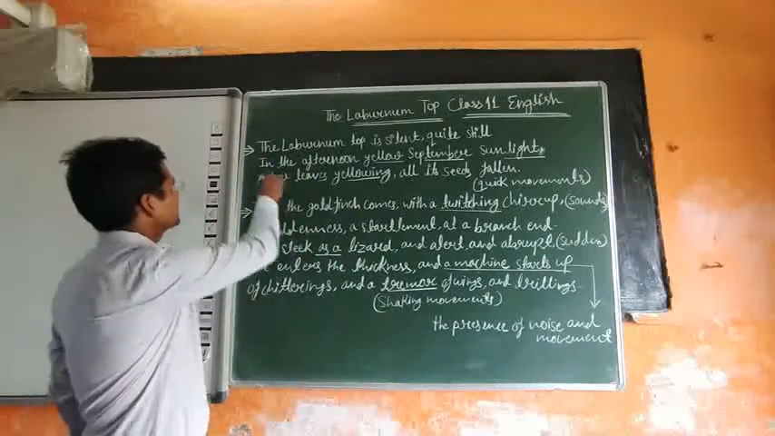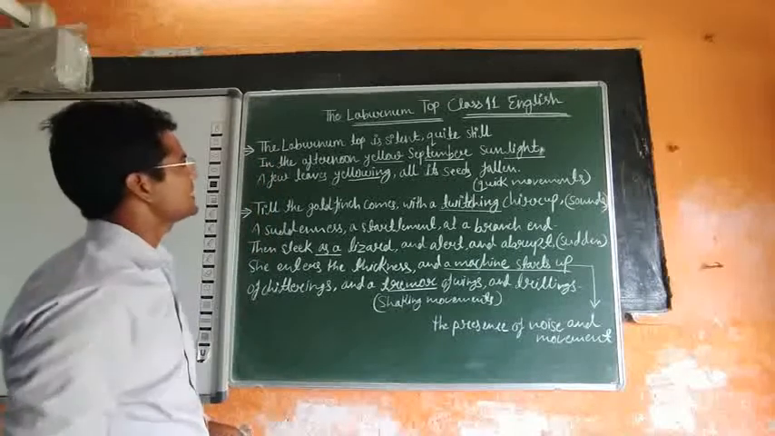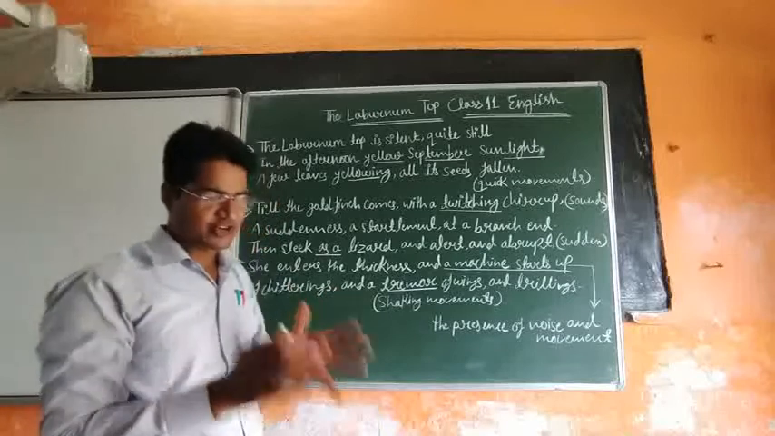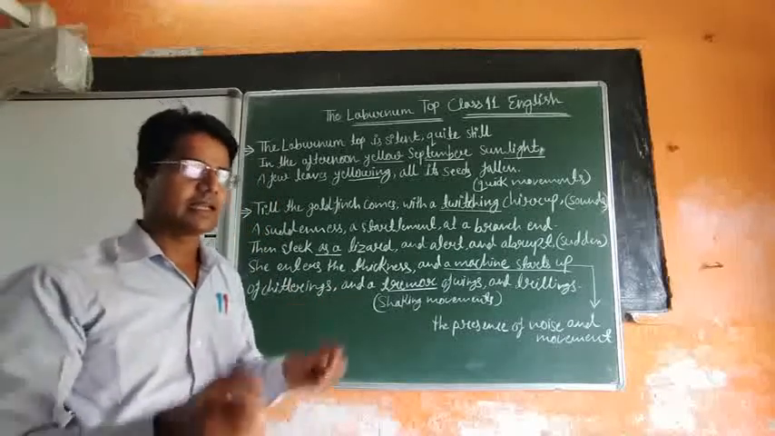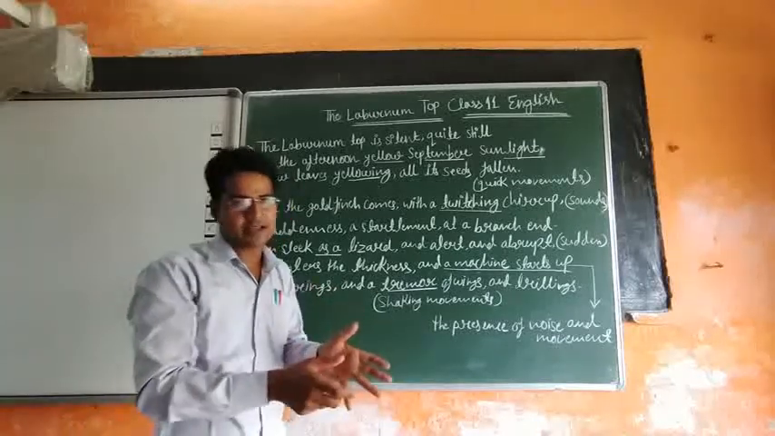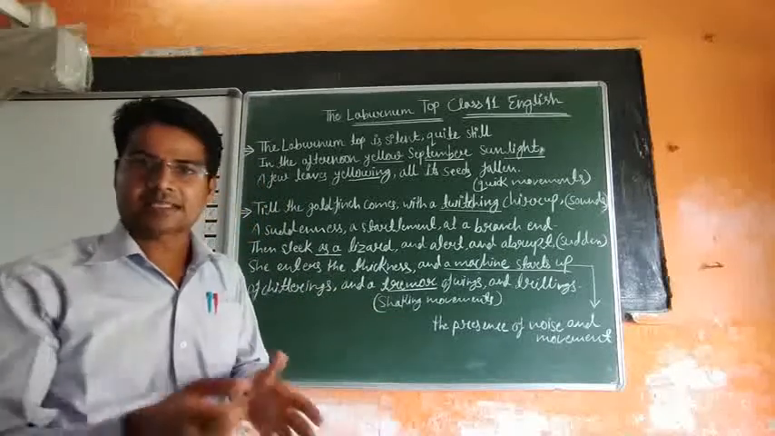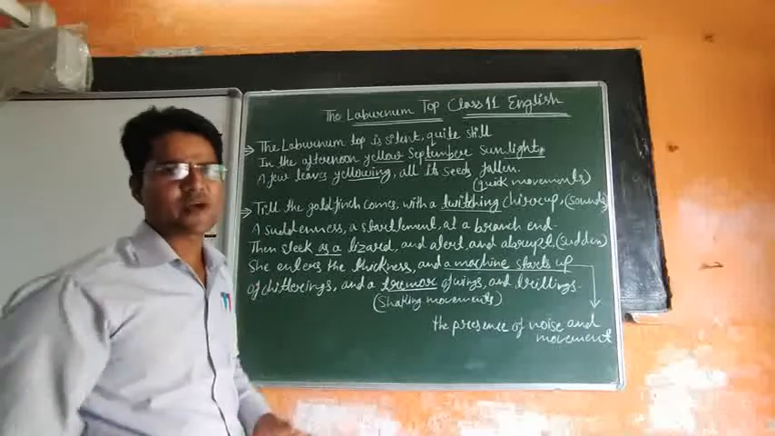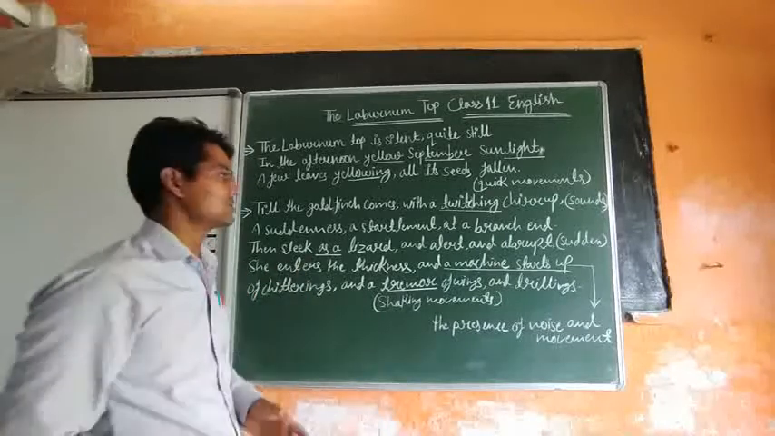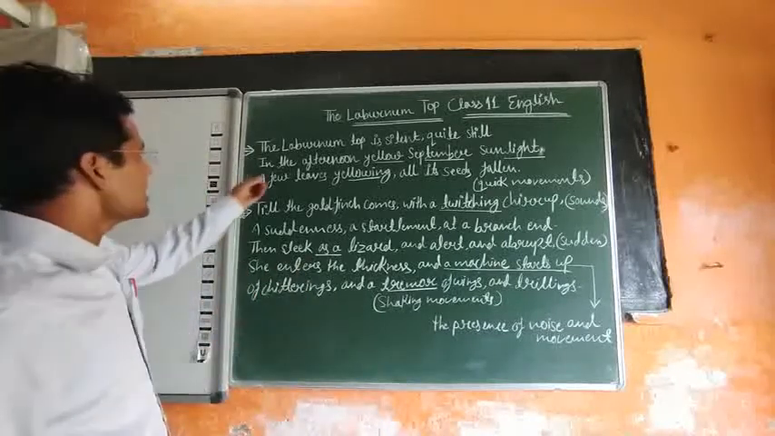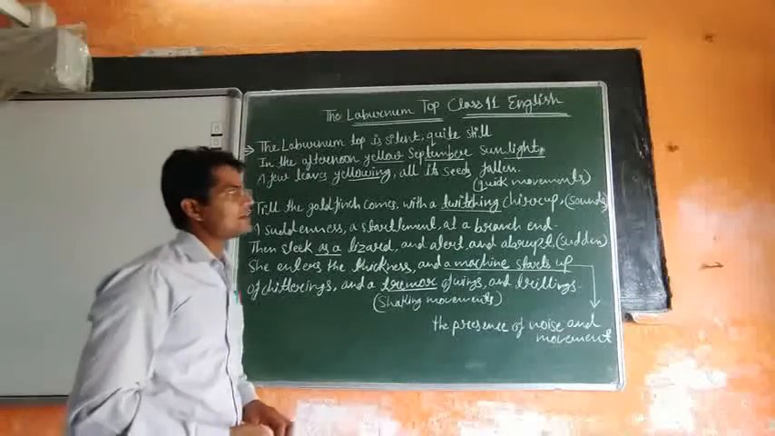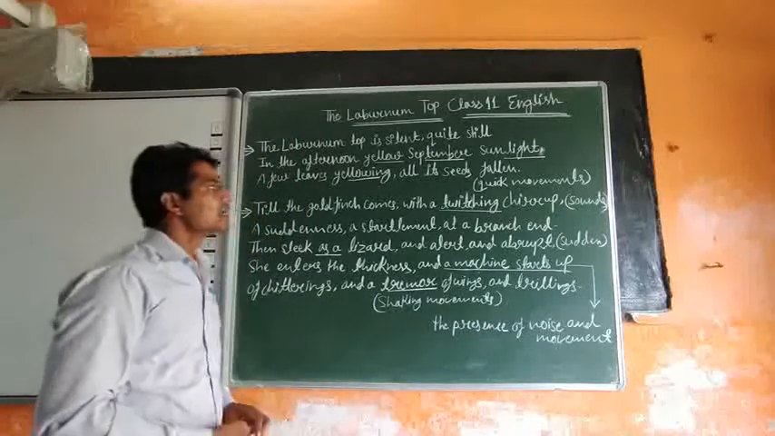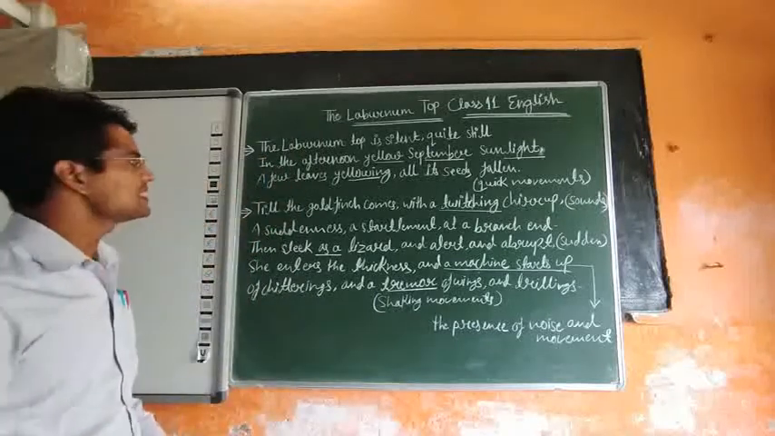The first line is: The laburnum top is silent, quite still. It means that the tree is silent and calm, standing there in a silent way. There is no disturbance, no noise, and no chirp also. In the afternoon, yellow September and sunlight. Dear students, just look and listen. This is the depth of the meaning.